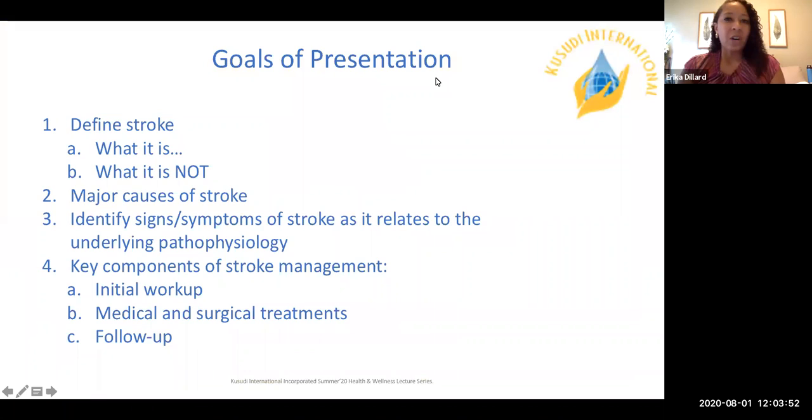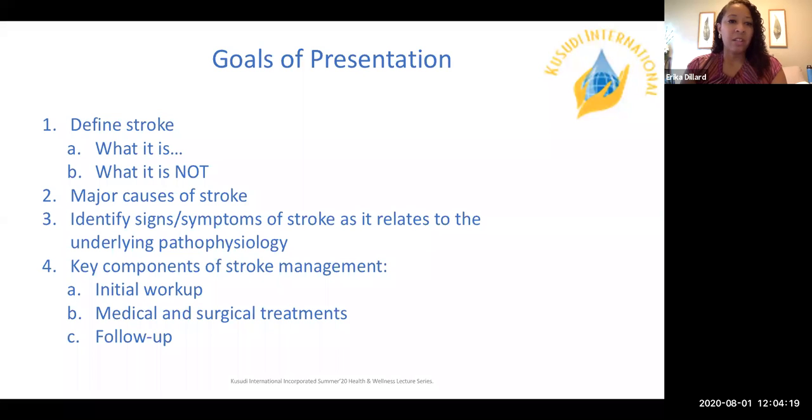So there are a couple goals that I wanted to make sure that we achieved by doing this presentation. Number one, I want everyone to be able to define what a stroke is, not just what a stroke is, but what it is not. We have a number of different terms that are used to replace the word stroke. Some of them are actually correct, some of them are not. So we just want to make sure that everyone is on the same page with the terminology.